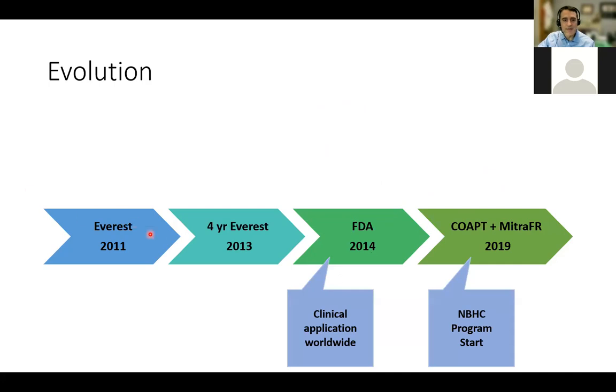In 2011, the Everest 2 trial results came out, with the 4-year result in 2013. FDA approval was in 2014, followed by clinical application worldwide. And in 2018 was the beginning of the program at the Brunswick Heart Center.